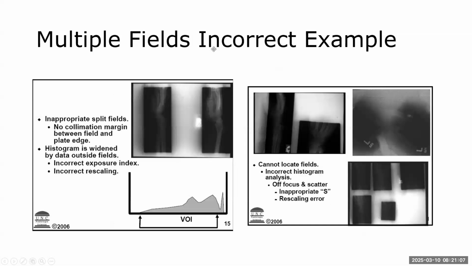Here are some examples of not doing it appropriately. See how there's no edge between the border of the cassette and the collimated field. So why do you think that all of these are displaying, especially this one, super dark? What's the thought process behind that? Why is the computer displaying these super dark like that?